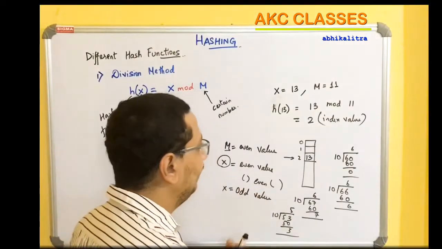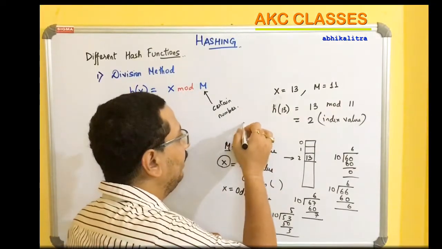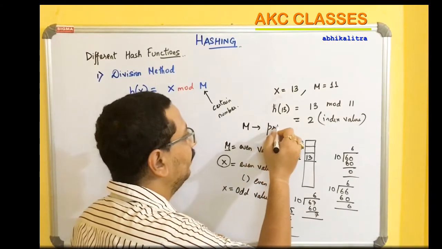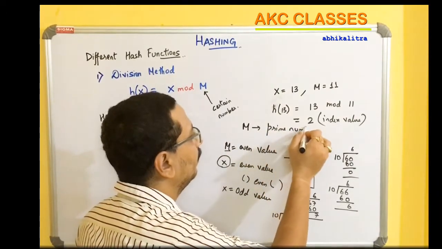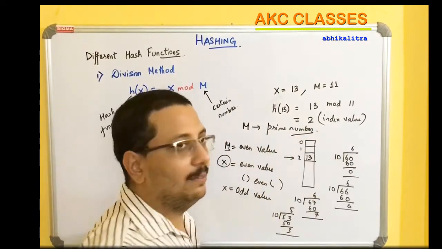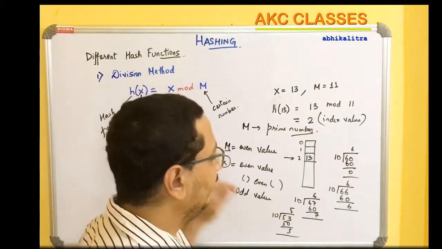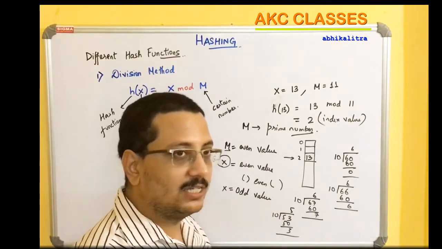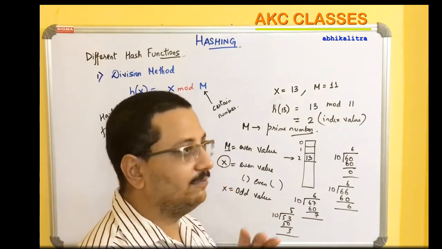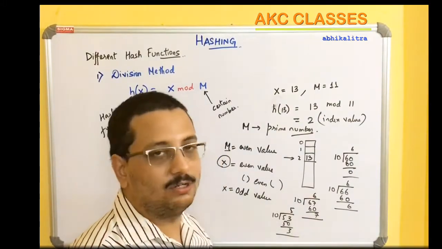So in order to select the value of m, we consider m to be a prime number, right? We take m to be a prime number. This is popularly followed, and then we obtain the remainder value which gives the index to the corresponding hash table, and we store the data value into the corresponding hash table.